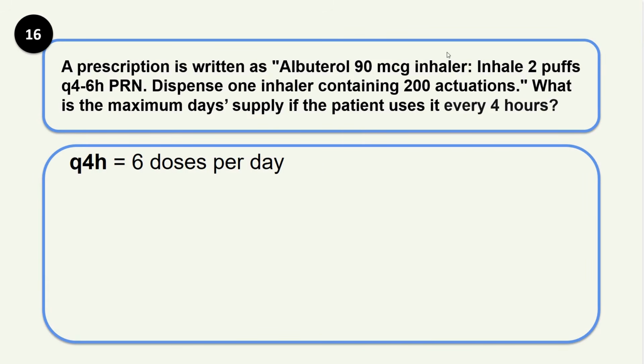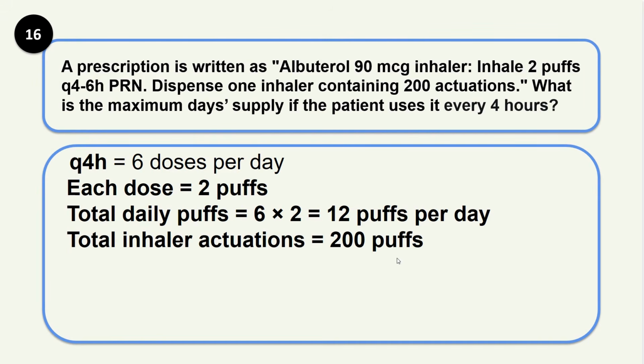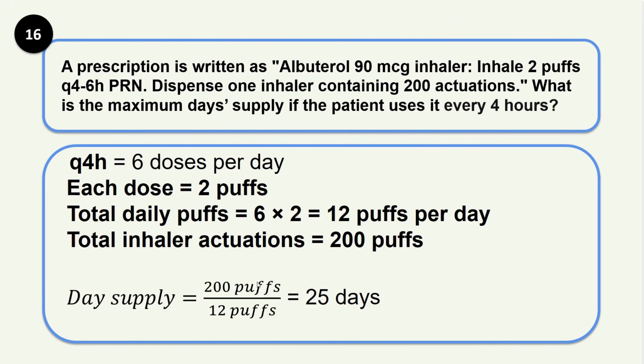So here the question prescribed every 4 hours. Every 4 hours means 6 dosages per day. And then each dose is 2 puffs. Inhale 2 puffs here. And then further, daily puffs would be 6 dosages times 2. Daily puffs will be 12 puffs. So the total actuations are 200. Therefore 200 divided by 12 puffs gives you 25 days supply.